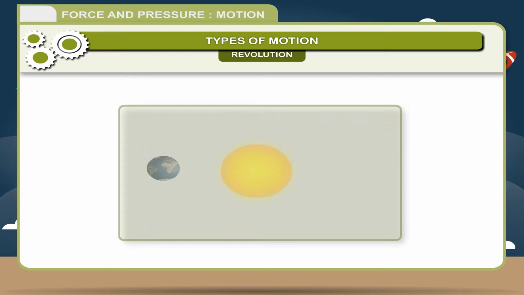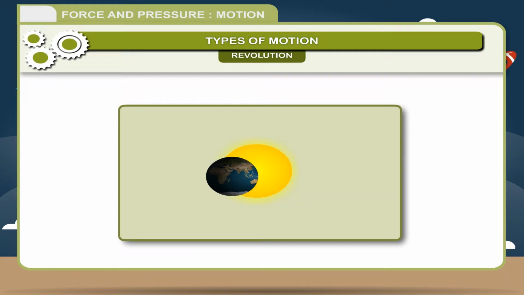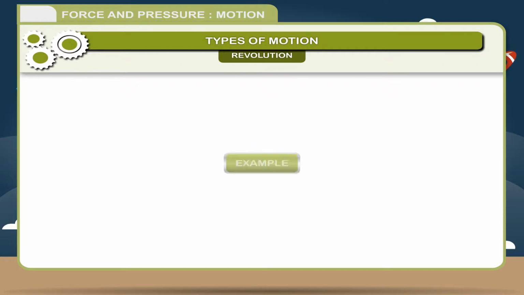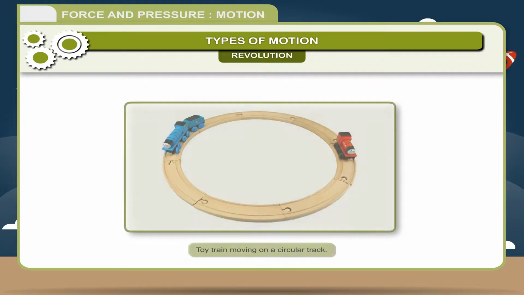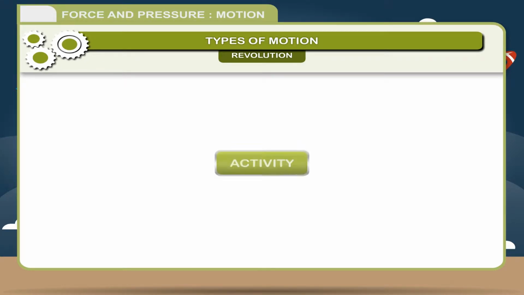Revolution. When an object moves as a whole around a fixed center, it is said to be revolving. Examples: 1. Earth revolving around the sun in a definite orbit. 2. Toy train moving on a circular path.